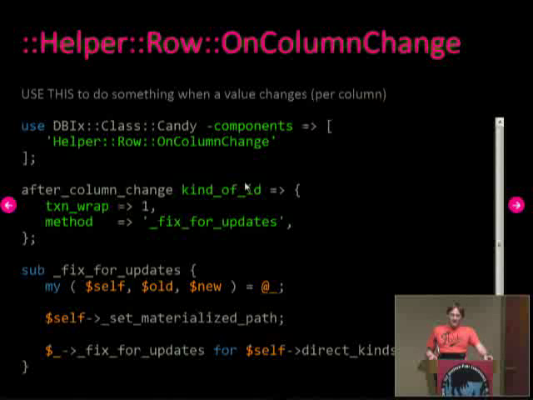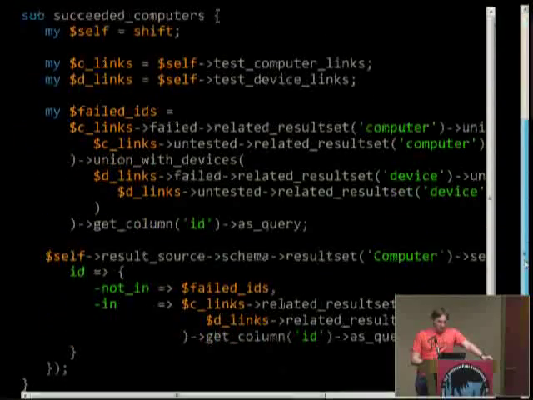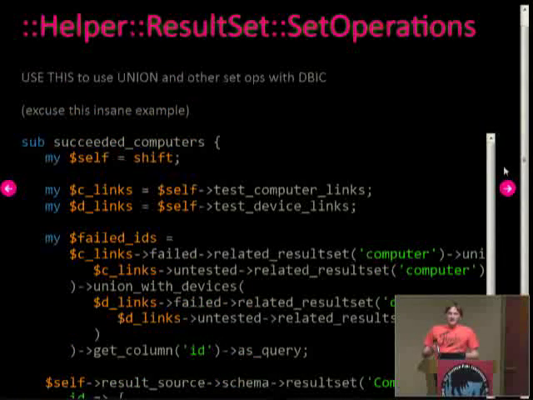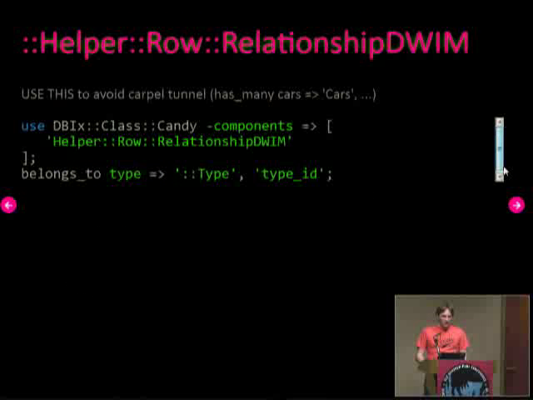OnColumnChange. This is a handy component that I made to automatically do something when a column changes. It's kind of an involved process to do that with direct OO because DBIx::Class update can take parameters, or you could have used the accessor. Just use this. It's really handy. Set operations. This is a horrible example, and I don't know why I didn't fix it. This is a real example, though. This is the only way right now to use unions with DBIx::Class, and I need to use unions fairly regularly. So you should probably at least check this out to be able to use set operations.